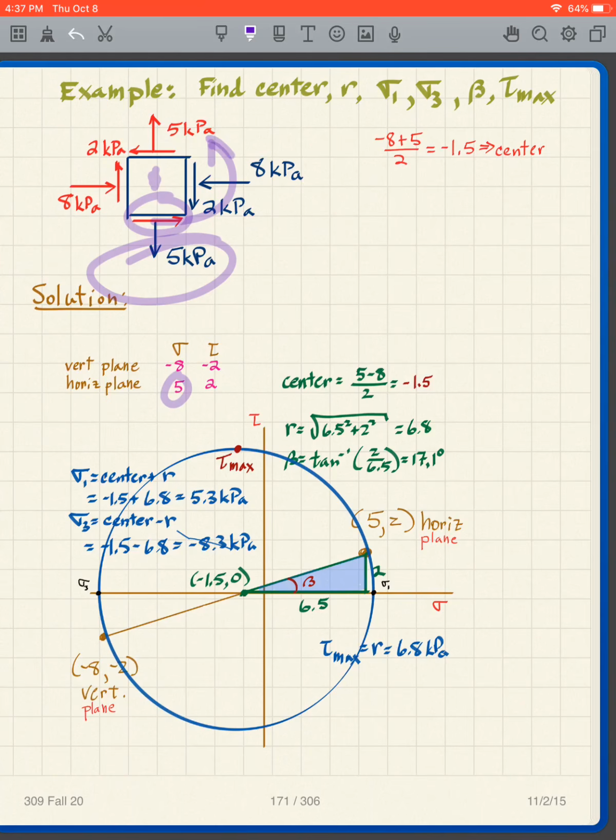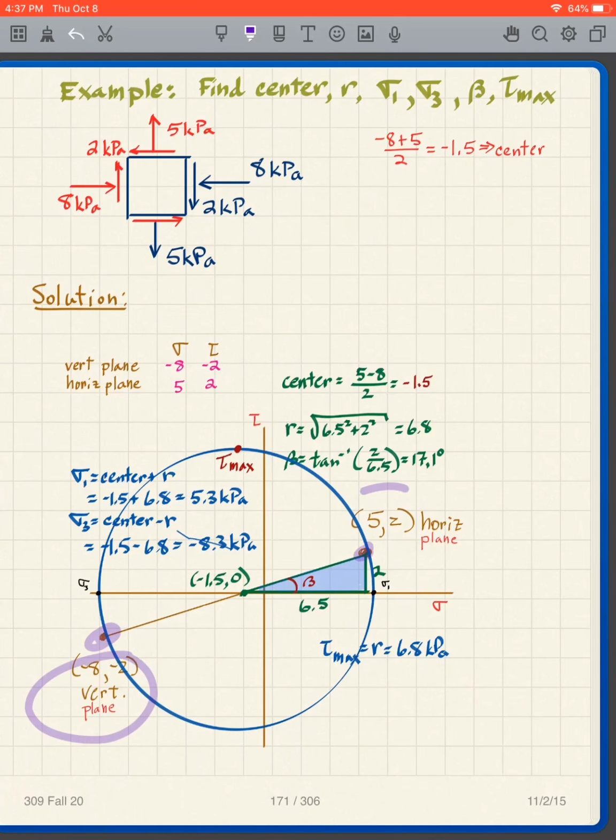So that gives us +2, so we have 5, 2. And that's on the horizontal plane. So I plot these points. I plot -8, -2, vertical plane. I plot 5, 2, horizontal plane. I put that on. Then I draw the line between the two of them. And I take the x-coordinates here. So the average of those two, 5 minus 8 over 2, is -1.5. That is my center.